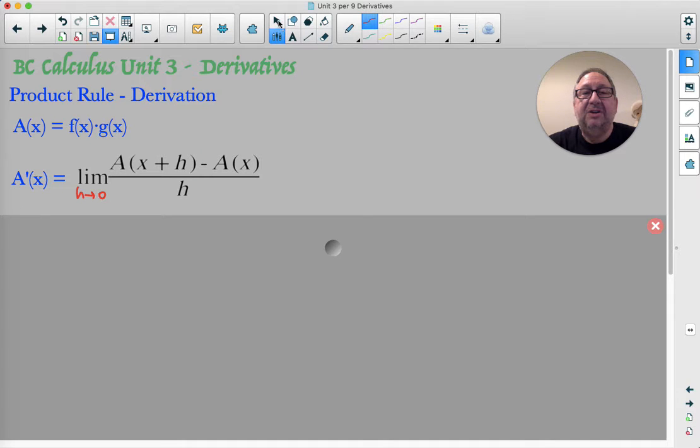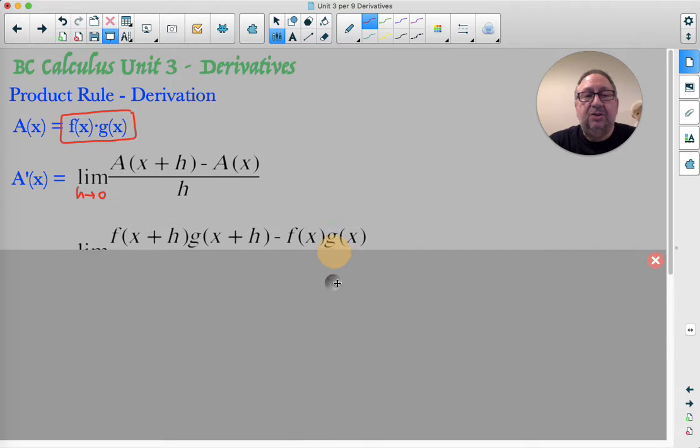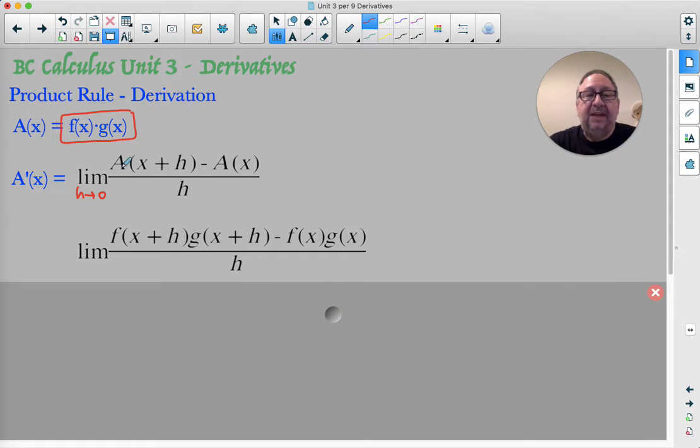So here's our equation again, and this is just the definition of the derivative: f of x plus h minus f of x over h in the limit. But each one of those a's is in actuality this product. So I'm replacing a of x plus h with f and g, both of x plus h, and the a of x is f times g. Again, the limit as h goes to 0.